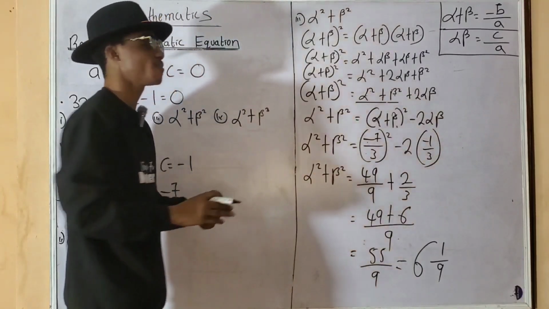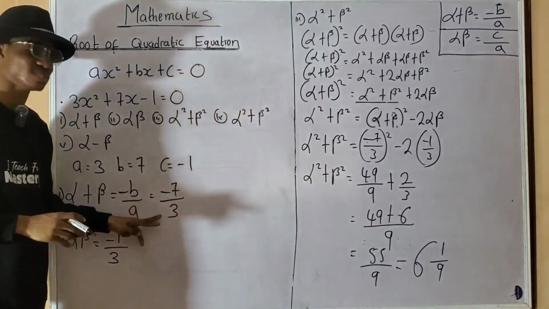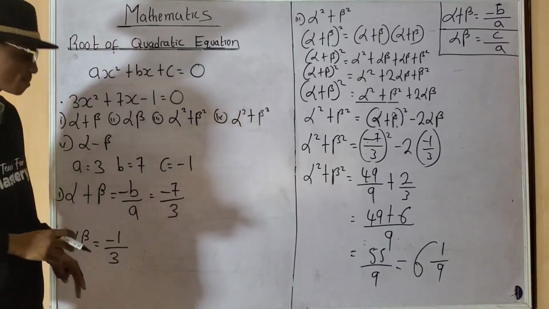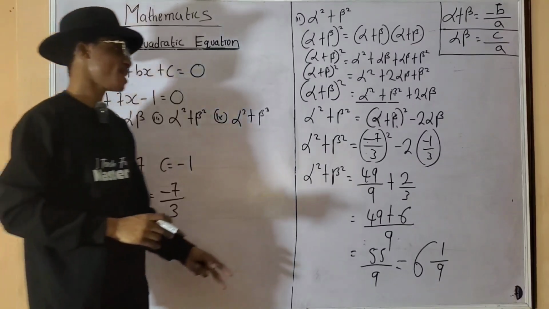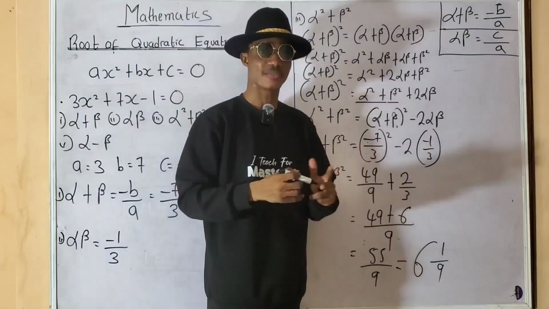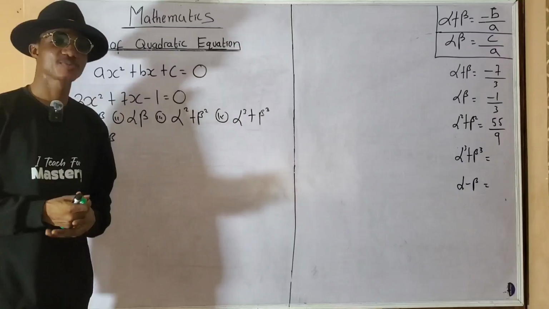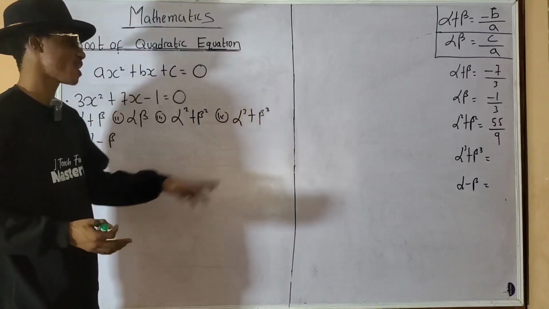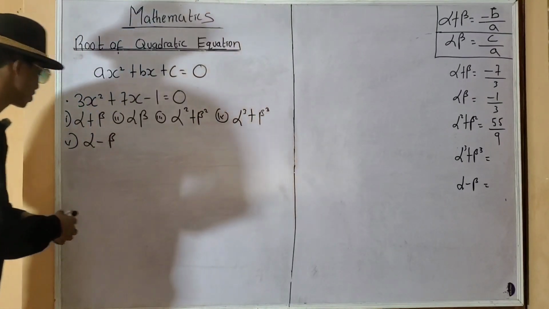Then I know that alpha plus beta is minus b over a, which is negative 7 over 3. And alpha beta is negative 1 over 3. So I just substitute what I have. Do you understand? Okay, let us proceed to get the value of alpha cube plus beta cube.